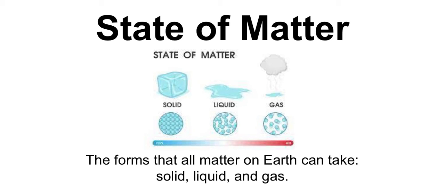Hello, this is Mrs. Tempest, and today we're going to be doing the vocabulary for the unit on states of matter. So starting off with the term state of matter, this is going to be the forms that all matter on Earth can take, and they include solids, liquids, and gases.